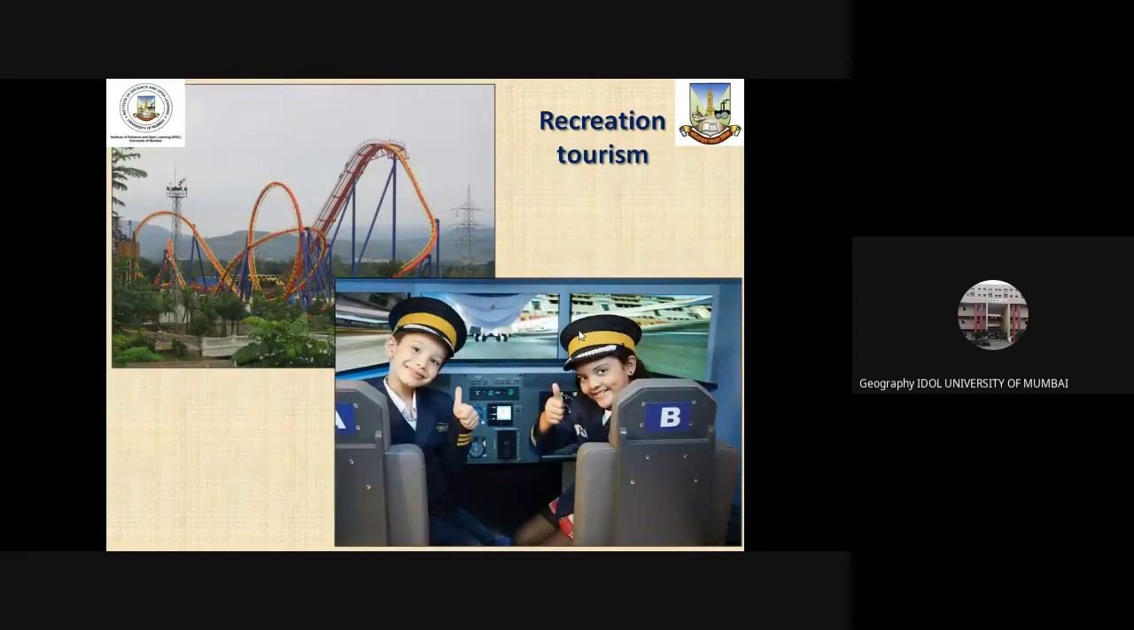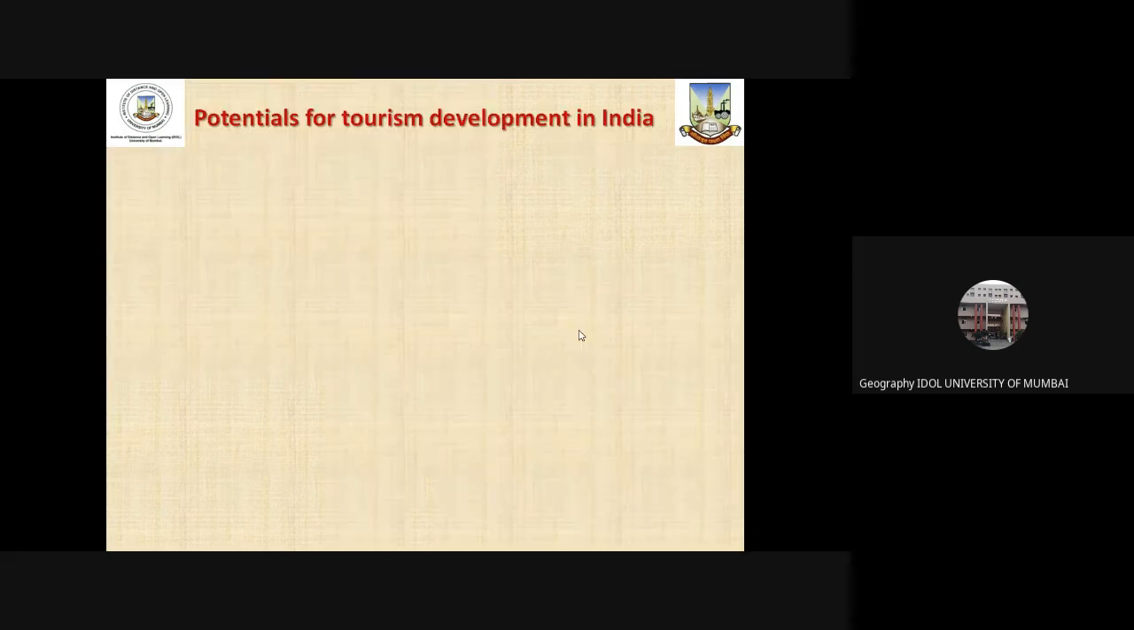Recreation tourism is tourism to go and enjoy for a day or two, like for example Imagica near Khopoli, and you see Kidzania in R City Mall, Ghatkopar. These are examples of recreation tourism.